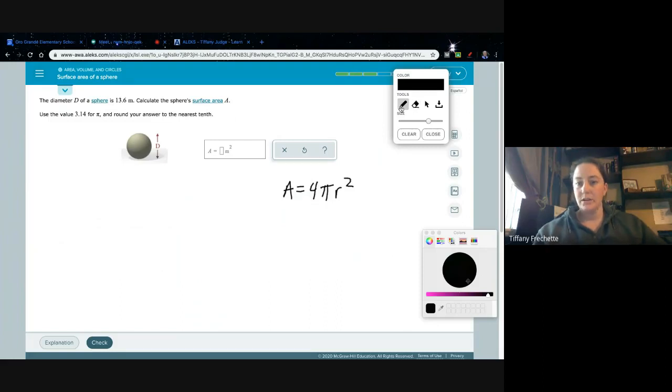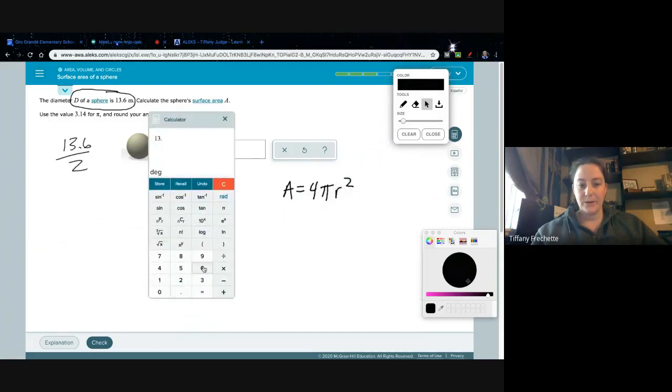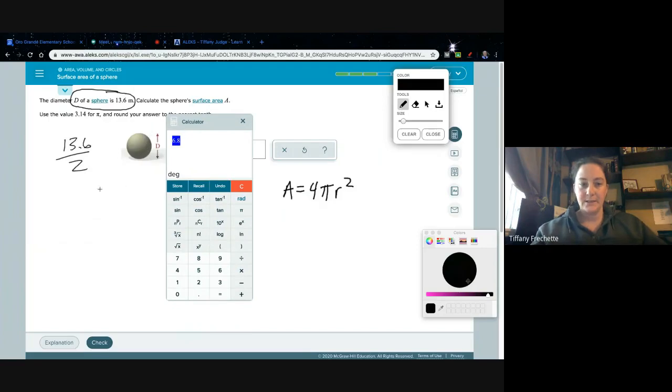So let's go ahead and do this last one here. Oops, I need to turn my pen down. Okay, so now they're going to give us a diameter. So remember, before we plug that in, we need to make sure we divide by 2. So we're going to take our calculator here. We're going to go 13.6, and we're going to divide by 2. And that's going to give us 6.8. This is my radius. So now I can start plugging my actual calculations in.